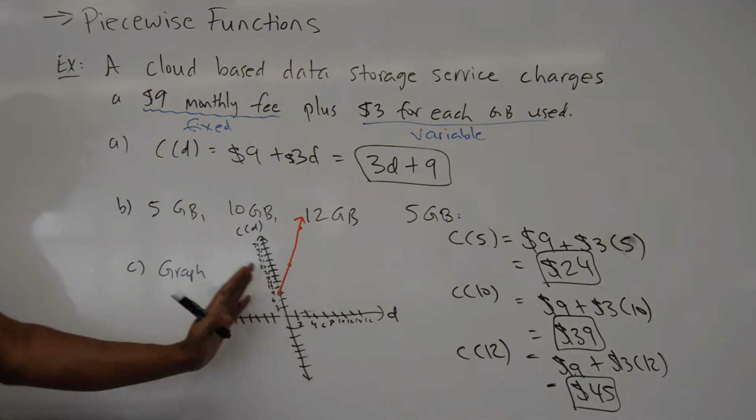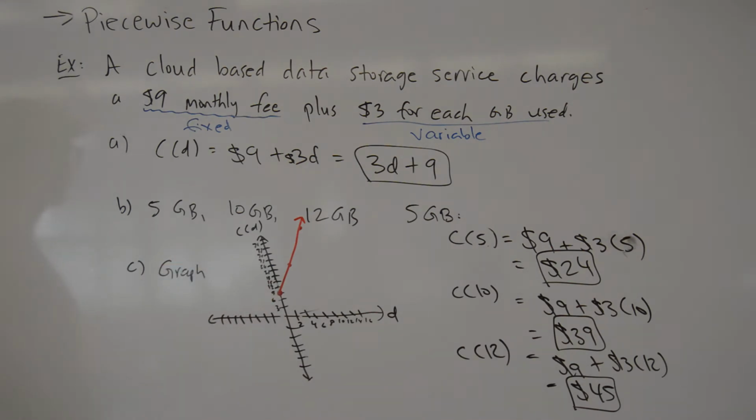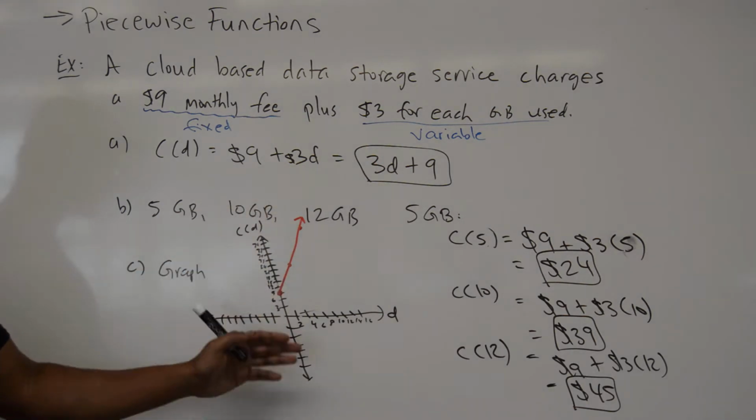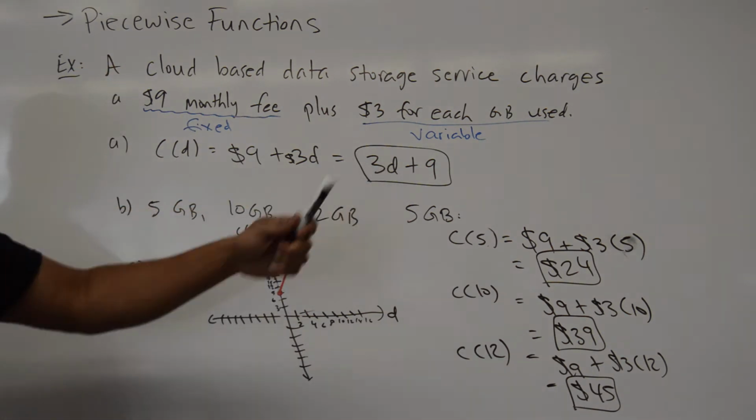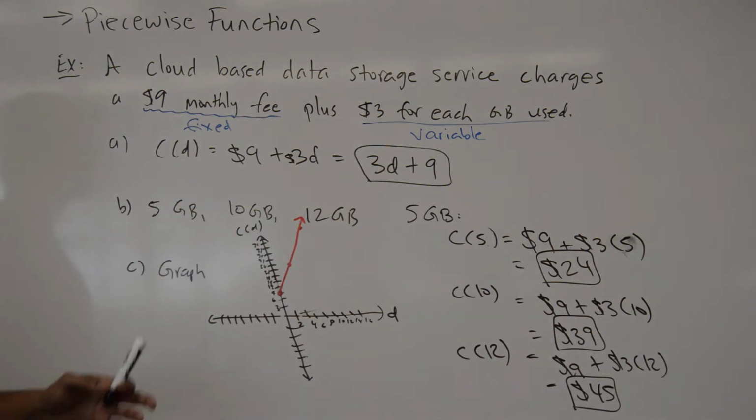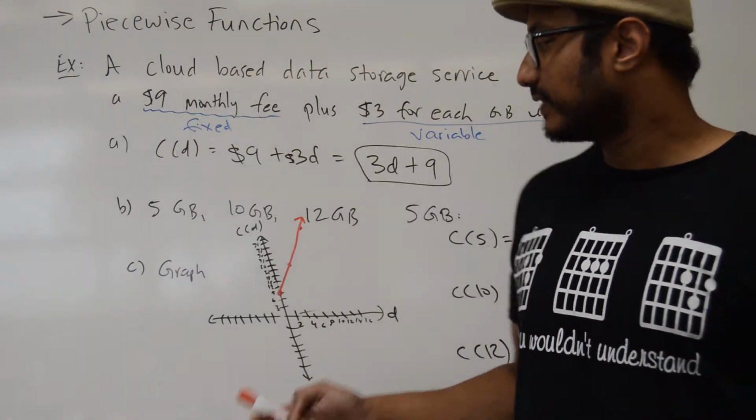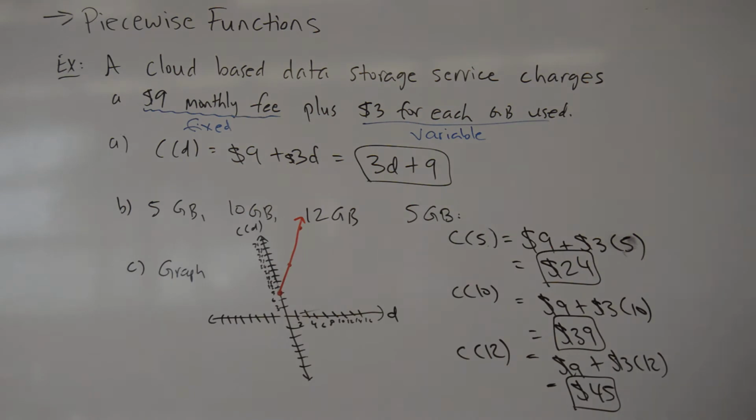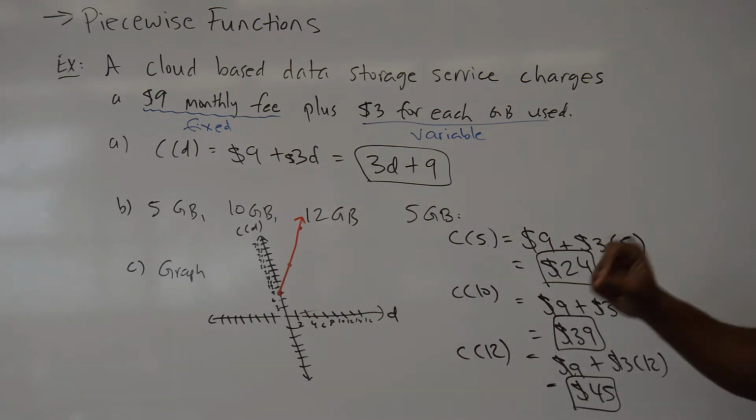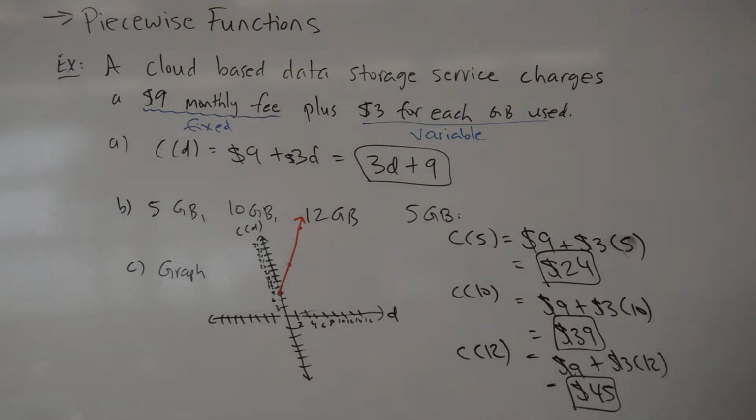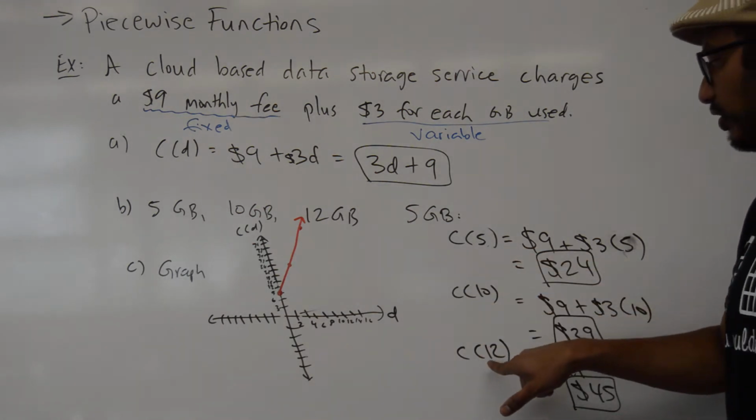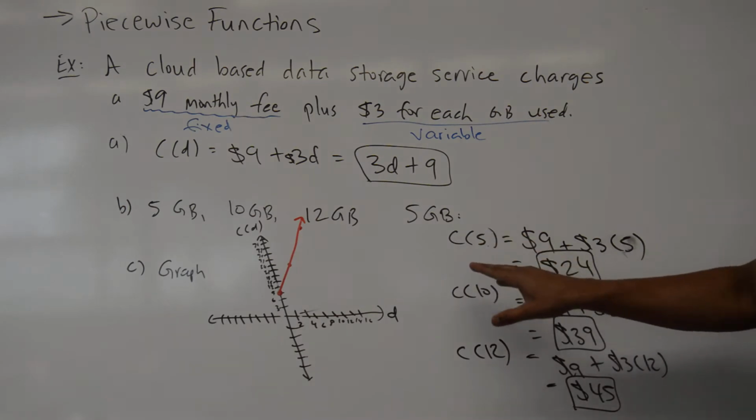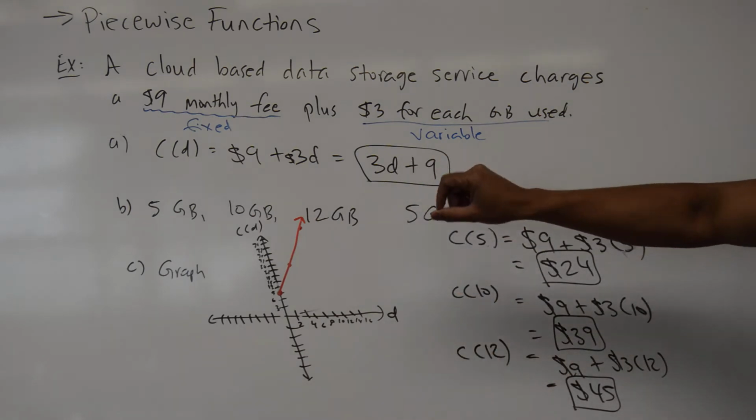Notice we don't go in the negative region because you can't use negative data. So you start at 0 because that's the least data you can use. Now notice your cost function is linear, just one straight line, because your cost function doesn't change. Even if you use 5 gigabytes of data, or 12, or 120, you're still going to use the same function. A piecewise function is different because depending on what your input is, whether x or d or whatever, this function changes.